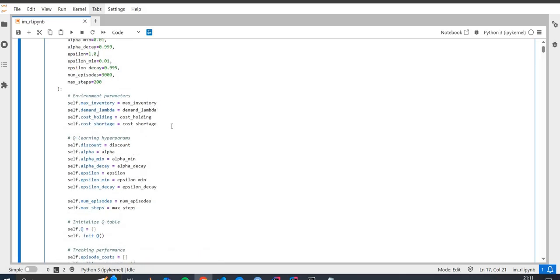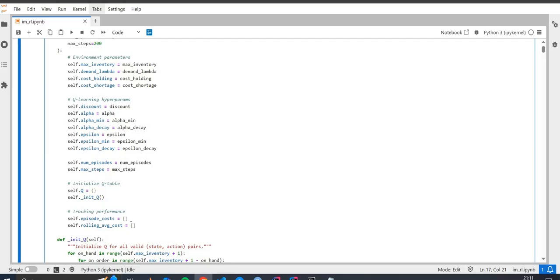And after defining all these parameters, the agent initializes an empty Q table, and this table will store the values of different state-action pairs, which is the core of Q-learning. At the beginning, the table is empty, but as the agent interacts with the environment, it fills up with values that help it make better decisions.